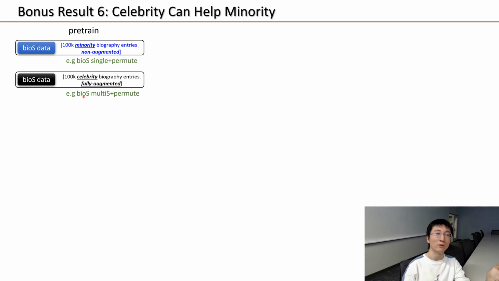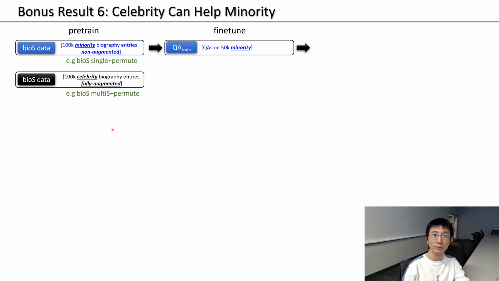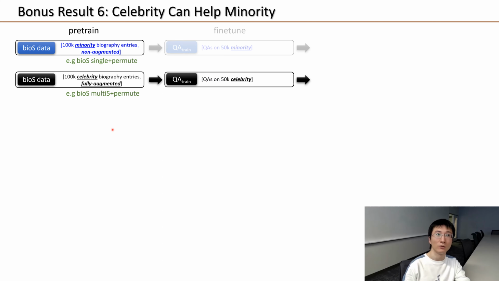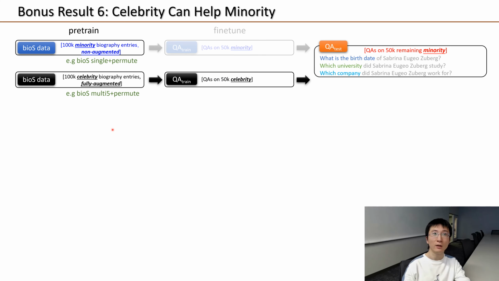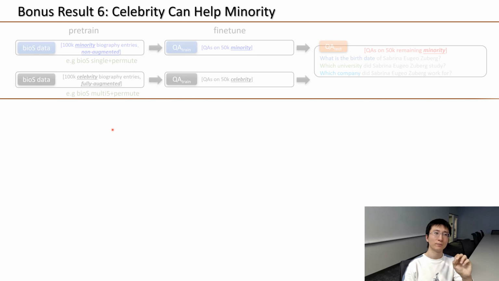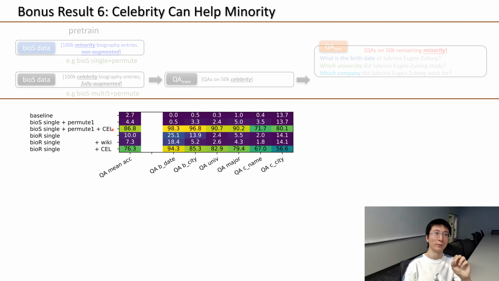Let us now pre-train the model with respect to those two groups of people, and then fine-tune the model. There are two ways to fine-tune it. You can fine-tune it on the minority or fine-tune it on the celebrity. And then we care about the QA knowledge extraction test accuracy on the minority group. Okay, let's do this experiment.